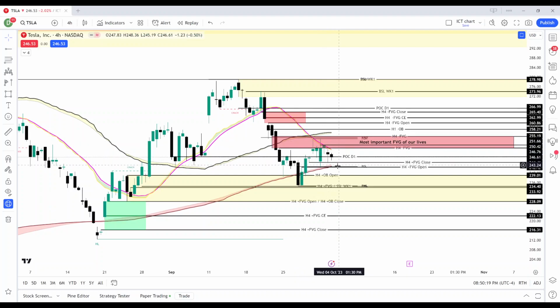So do we come down? Do we test this low, this 200 period, bounce back up to a retracement to the 50? Not quite sure. If we start trading lower, we'll give up this 4-hour 200 period.